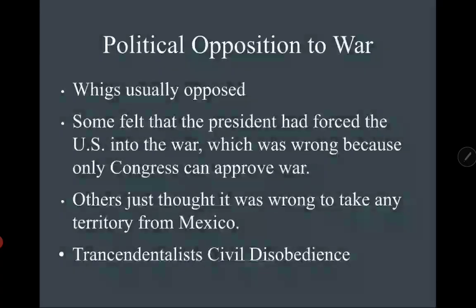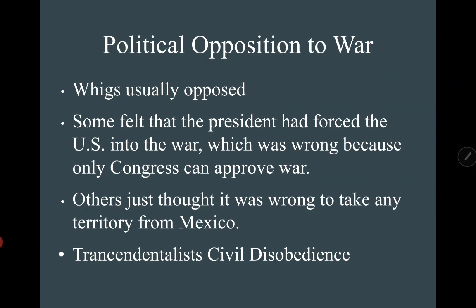So there is a lot of opposition to this war, kind of similar to the war with England, the War of 1812. Whigs are going to usually oppose the war. They are more from the North. They see this as a war to extend slavery, which they are not wrong.